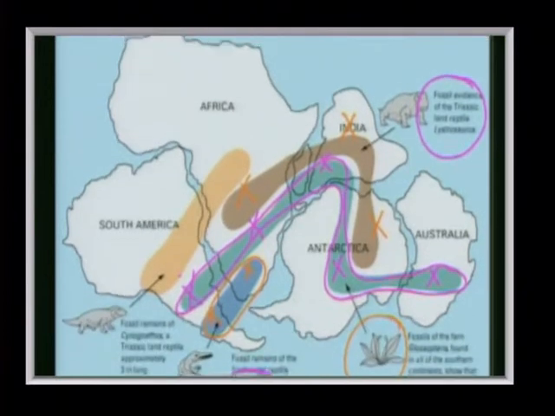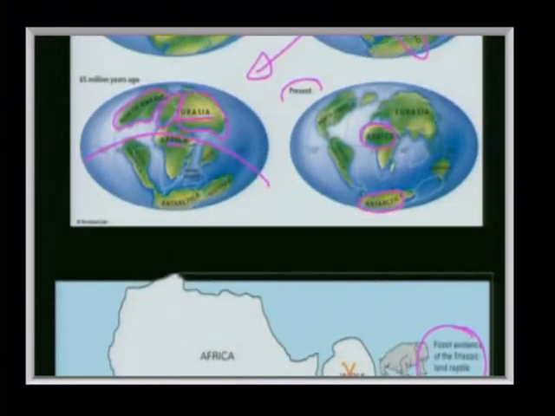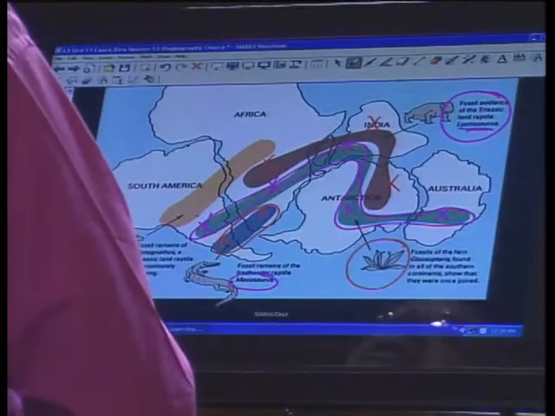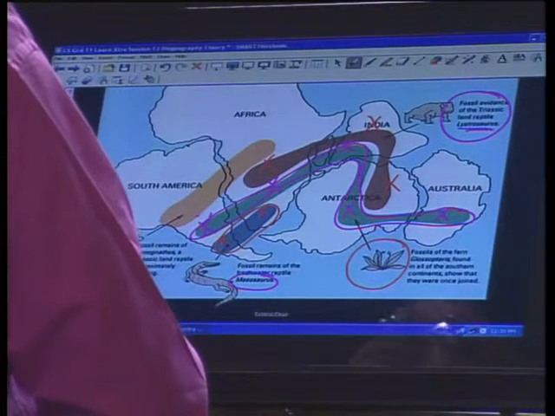Let's go back and see, the other one was India. There we go. So you can see that these 3 land masses are a few thousand kilometers apart, but they have the same fossils for the Lystrosaurus reptile, which indicates again that at some point India, Africa, and Antarctica were joined.